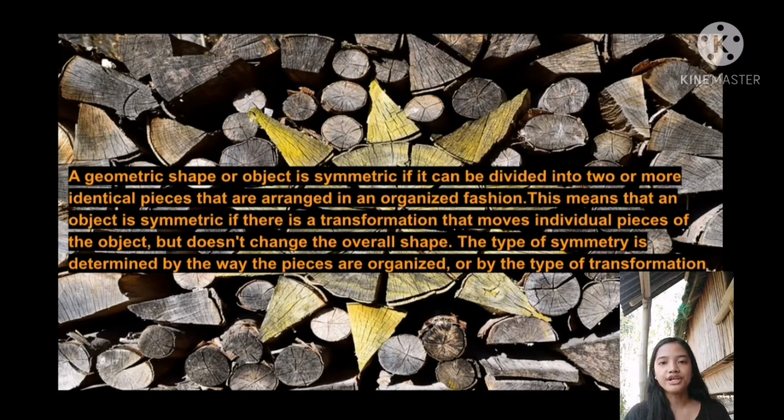A geometric shape or object is symmetric if it can be divided into two or more identical pieces that are arranged in an organized fashion. This means that an object is symmetric if there is a transformation that moves individual pieces of the object but doesn't change the overall shape. The type of symmetry is determined by the way the pieces are organized or by the type of transformation.